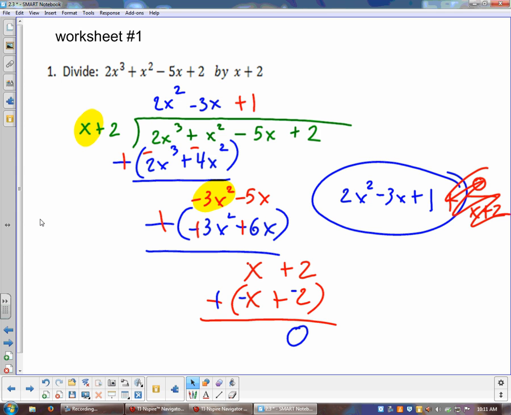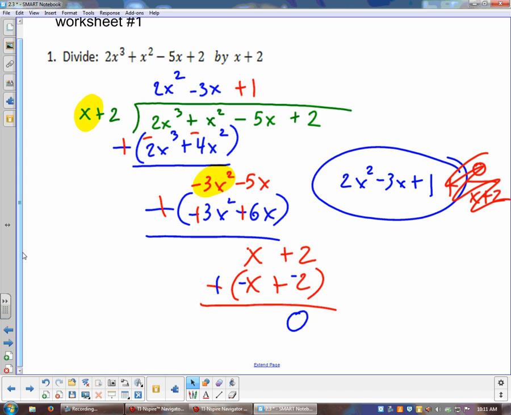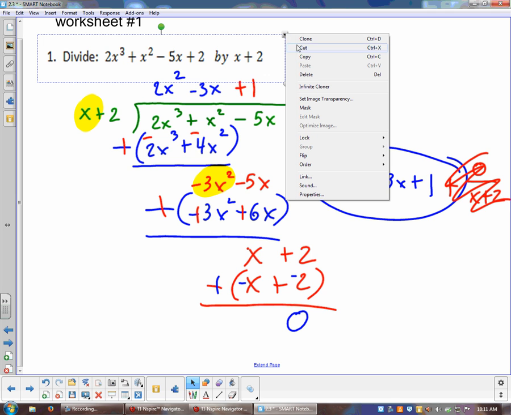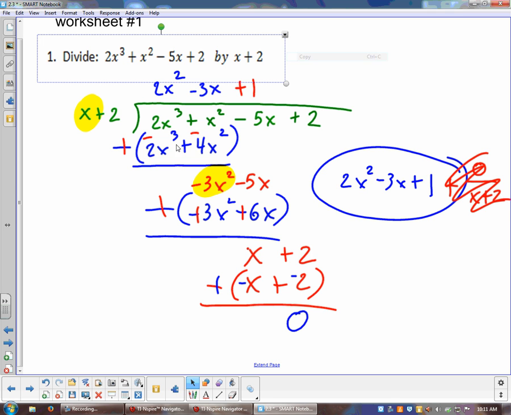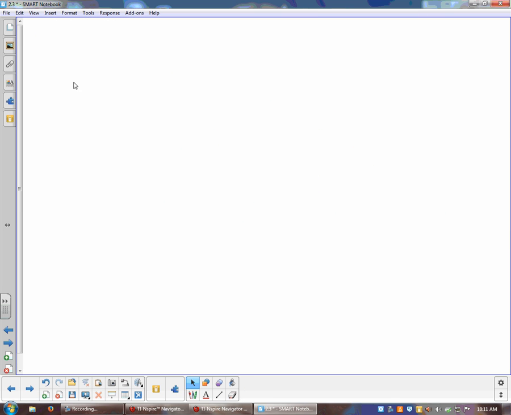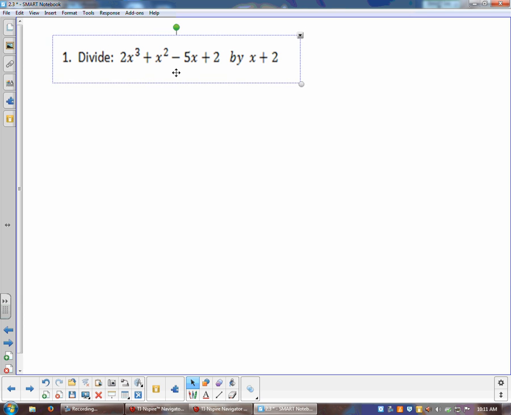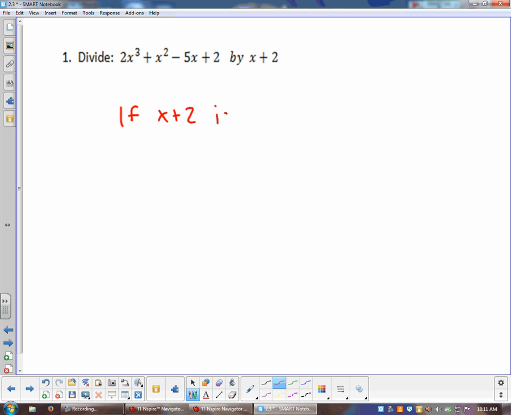Now, let's talk about the other type of division, all right? I'm sorry, this is long division. Let's talk about a technique called synthetic division, all right? So if you were dividing by x plus 2, if x plus 2 is a factor, then what would be a 0?